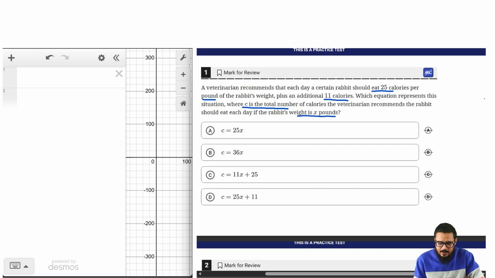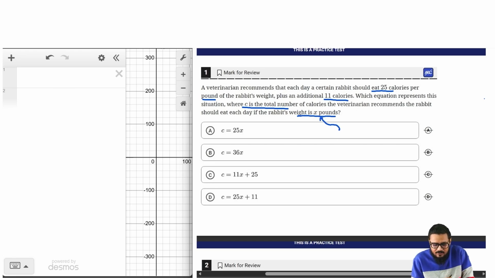So the question says that the rabbit is going to consume 25 calories per pound. So obviously, if the weight of the rabbit is, let's say, 3 pounds, then the rabbit is going to consume 25 times 3 calories. And for example, if the weight of the rabbit is 7 pounds, the rabbit is going to consume 25 times 7 calories, right? But in this question, the examiner tells you that the weight of the rabbit is X pounds.